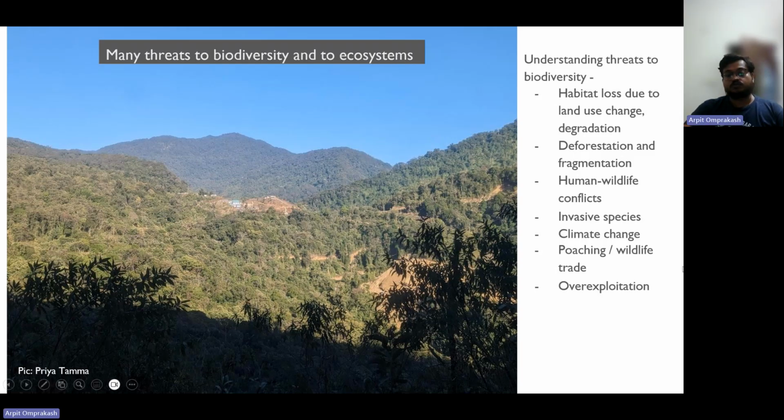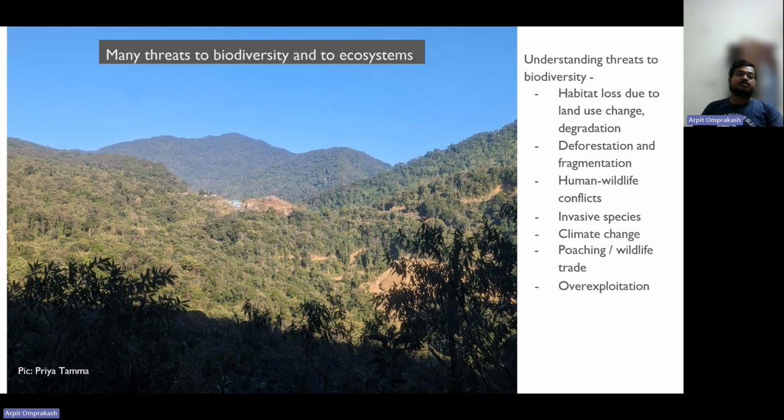There are many different threats to biodiversity and to ecosystems, such as habitat loss due to land use change and habitat degradation. When we are cutting down forests for agriculture or to build places for our livelihood, it is leading to habitat loss and land use change, and it's leading to habitat degradation. Then there is deforestation and habitat fragmentation, where we are making roads through forests or cutting down trees for other uses such as timber and so on.